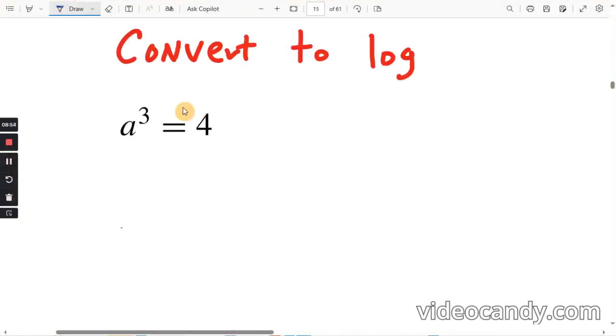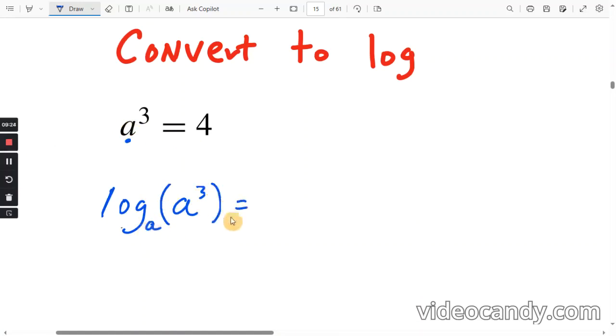All right, try this one, please. Convert this exponential equation to a logarithmic equation. So it's the other way around of what we just did. You see the base right here is an A. So the base on the log is also going to be an A. I'm going to take the log of both sides. So I'm going to do log base A of A to the third. You can use parentheses if you want. And log base A of 4.